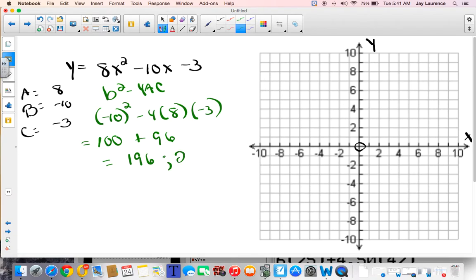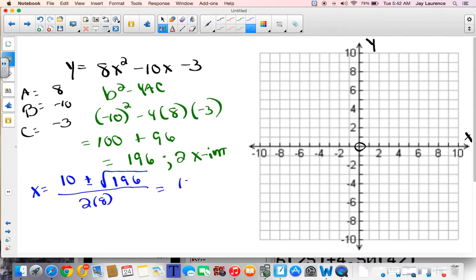So, again, there are two x-intercepts, two solutions, two roots. All right, so I've got to go find those zeros, those x-intercepts. So x equals the negative of b. Notice b turned positive. If b is negative 10, then the negative of that is positive 10, plus or minus the square root of the discriminant, all over 2a. All right, so I'm going to get 10 plus or minus, I think that's a perfect square. I think that's 14. And that'll be over 16.